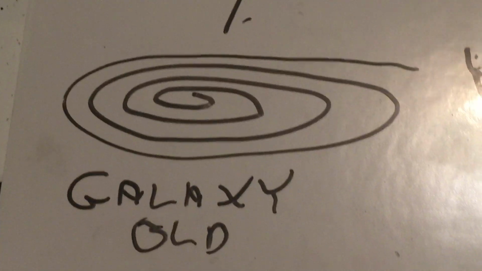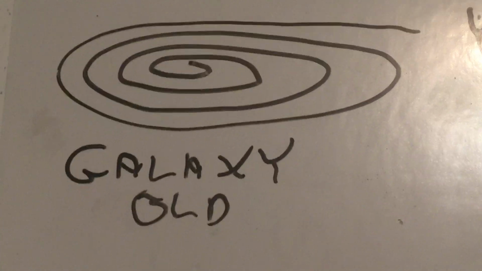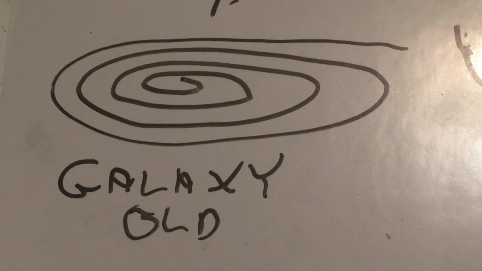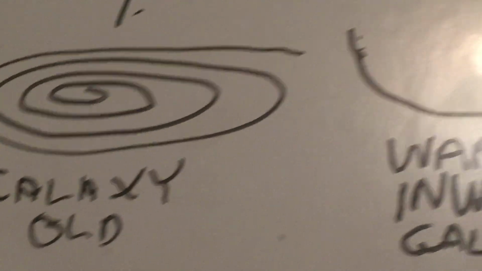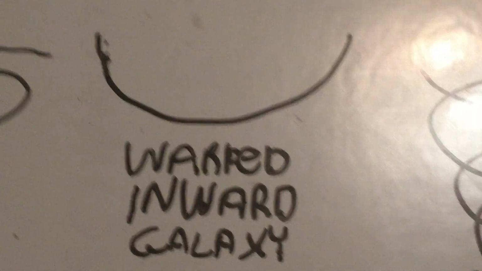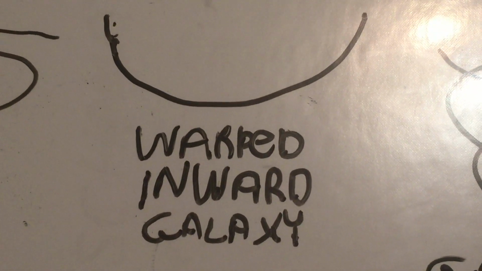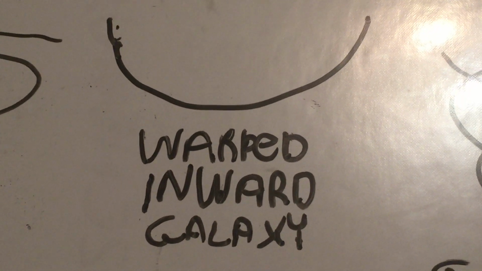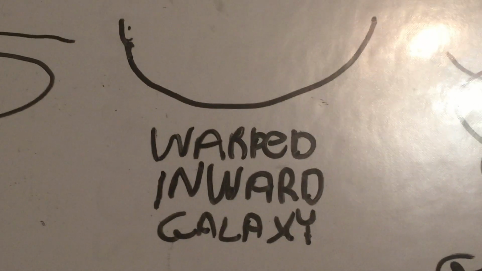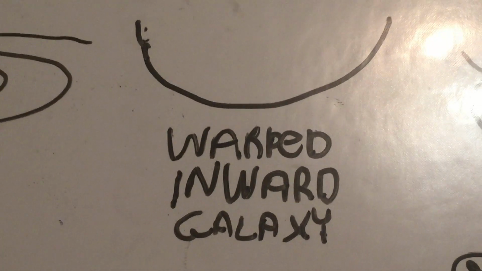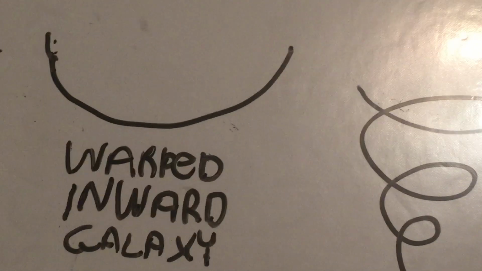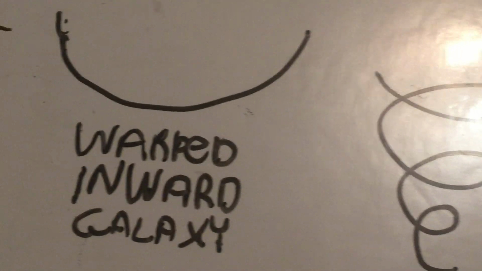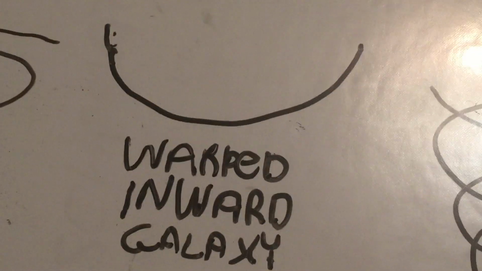Now, this again is the old-fashioned design of the galaxy and the solar system. And the new versions are more of a warped, downward-looking, inward, collapsing galaxy, like it's moving in a vortex. The vortex of the galaxy, it looks like a sunken bowl.